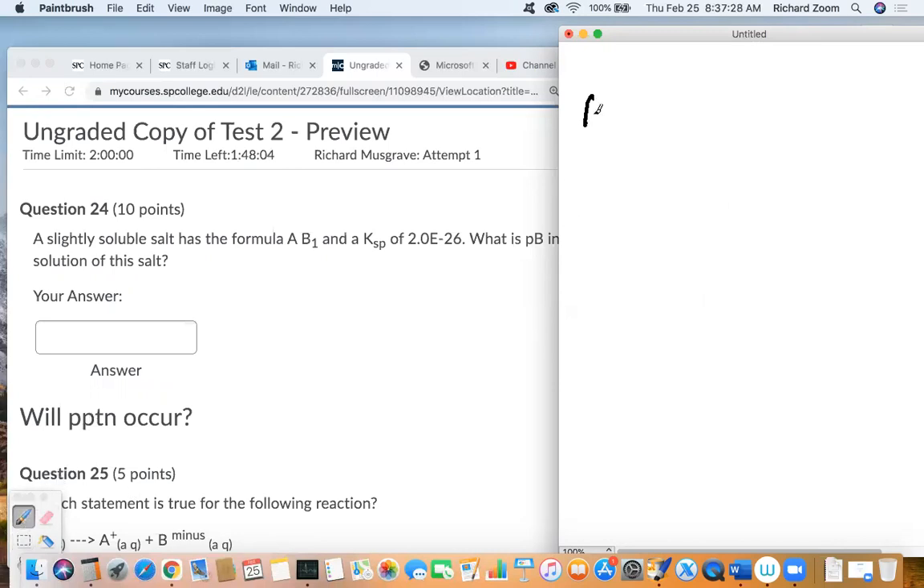So it's AB1, which is going to split into, well, if we draw a picture of it, A and B. As far as the charges go, you can assign whatever charges you like, but I think it would be fair enough to go A plus and B minus. It would be similar to NaCl, for example.